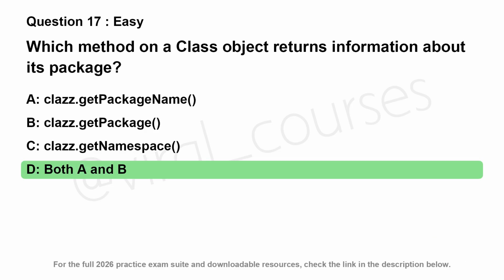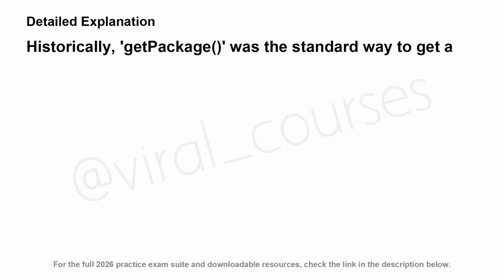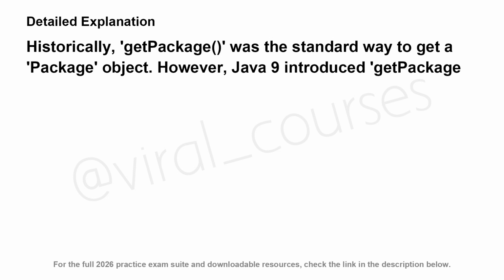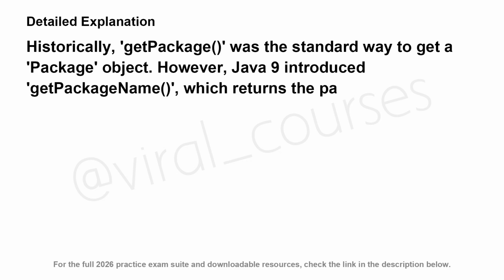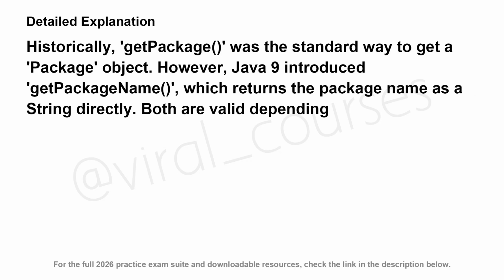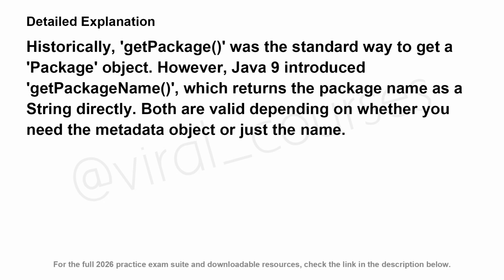The correct answer is D. Historically, getPackage was the standard way to get a Package object. However, Java 9 introduced getPackageName, which returns the package name as a string directly. Both are valid depending on whether you need the metadata object or just the name.